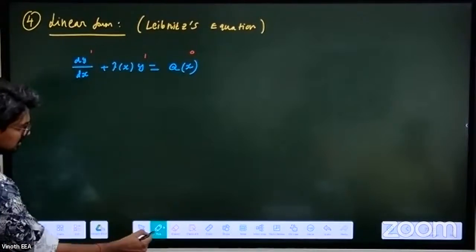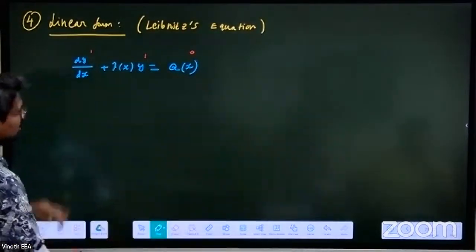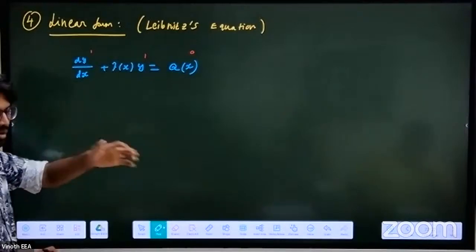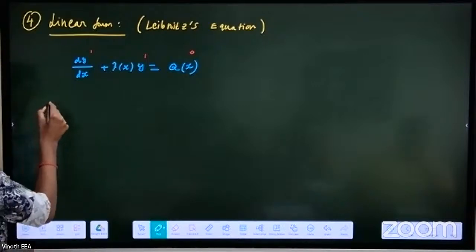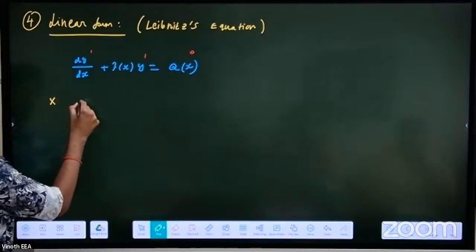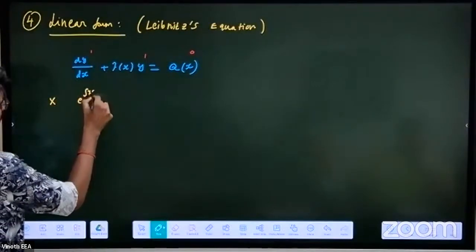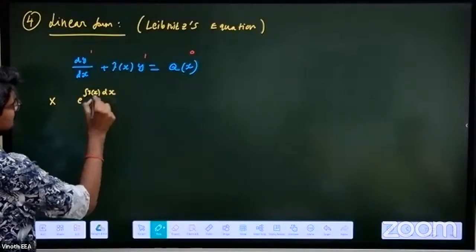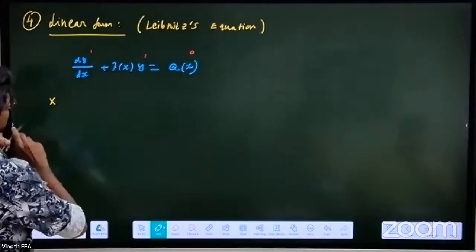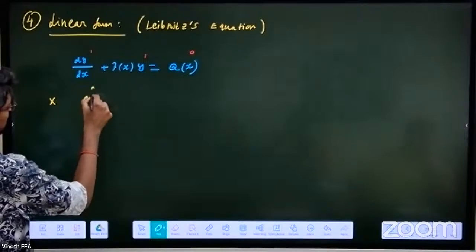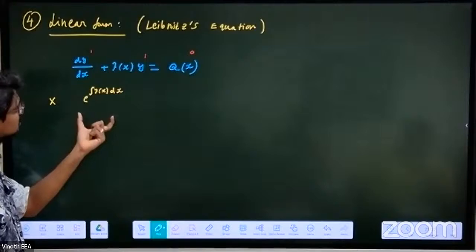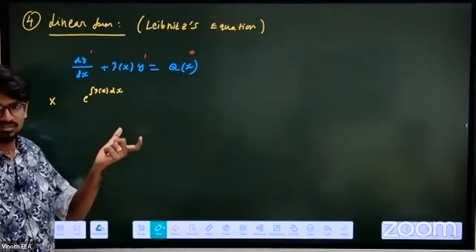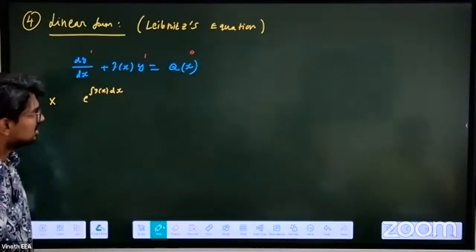Okay. Now the procedure for this, you don't need to remember the procedure. I will give you the formula, and just remember the formula, but I will give you the procedure. What you are going to do is multiply with e power integral of p of x dx. This is called the integrating factor. So first you multiply on both sides.